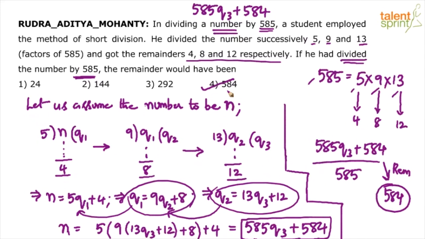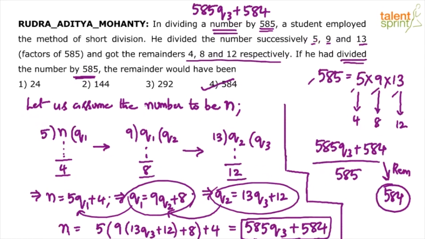You're able to follow? Now let me explain a shortcut. Remember, in this case, when you find that the number is exactly the product of these values, 5 into 9 into 13, you just observe that the difference between divisors and remainder is always constant. 5 minus 4, 1. 9 minus 8, 1. 13 minus 12, 1. So 585 minus 1, 584 should be the answer.